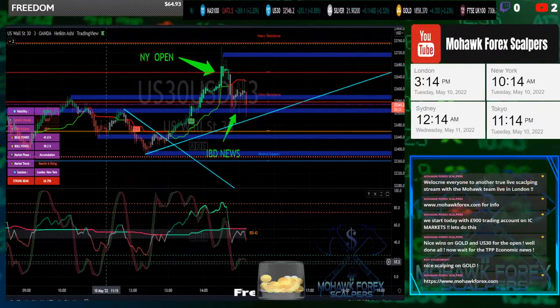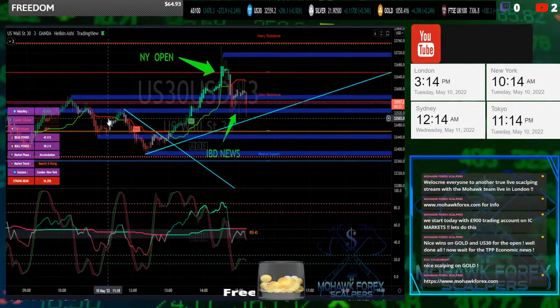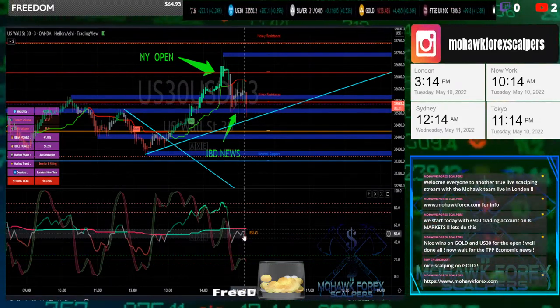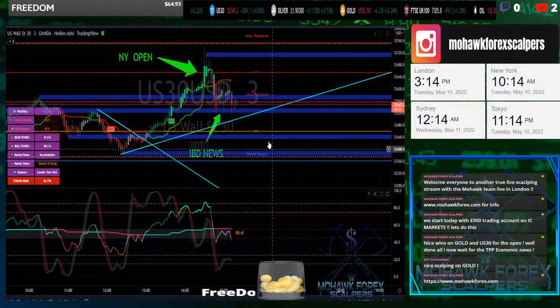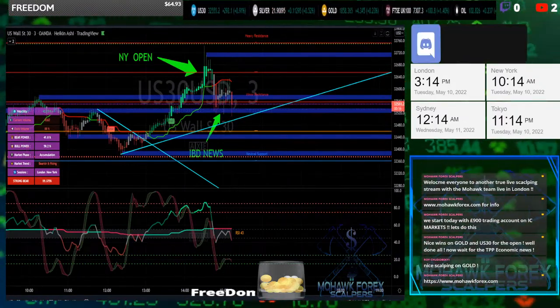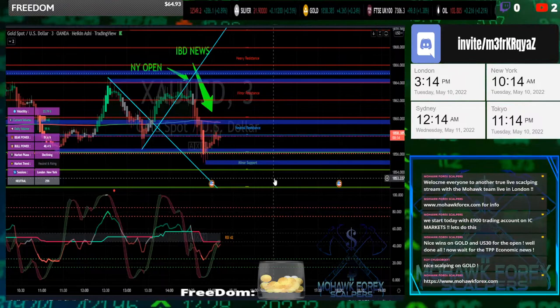It doesn't always pull price with it, but it just gives you an indication that momentum is swinging the other way. Not going to go in another sell on here. That was in and out. Let's have a look at gold.